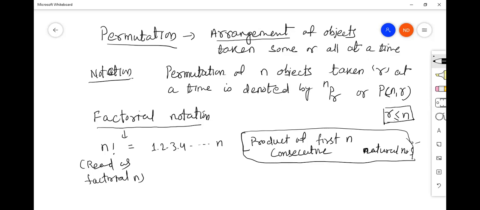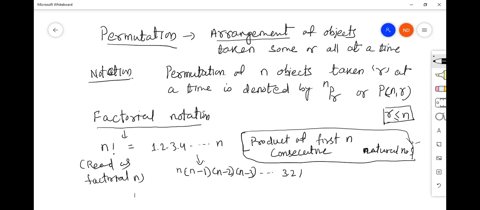Or you may write 1, 2, 3, 4 up to n, because multiplication is commutative and associative also. The order in which we multiply doesn't matter. So we may write n into n minus 1 into n minus 2 into n minus 3, like this, down to 3, 2, 1. So n factorial is like this.